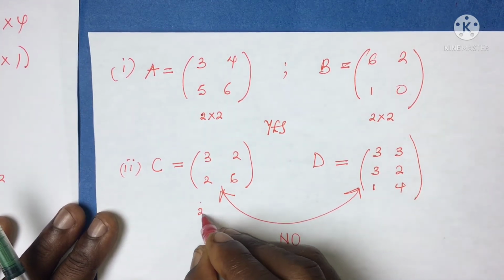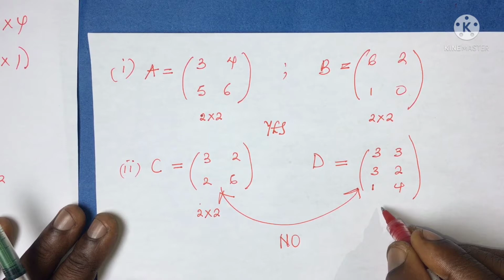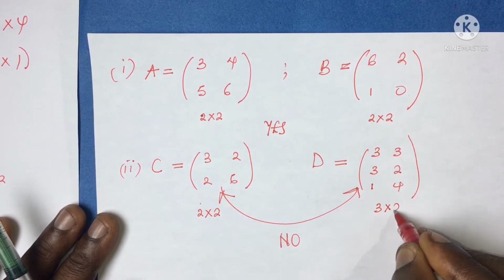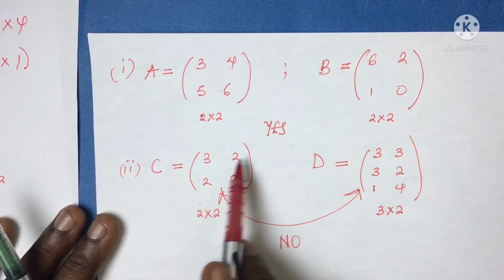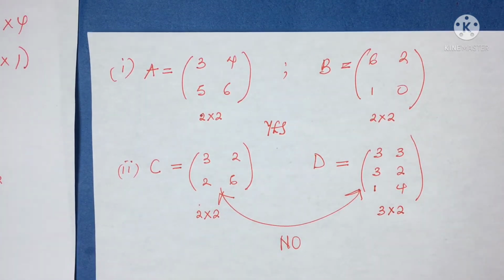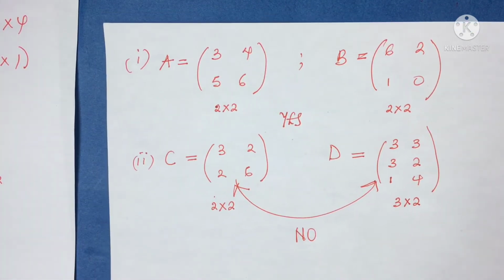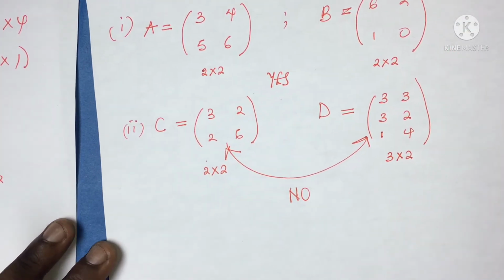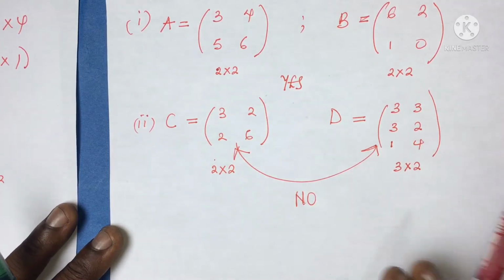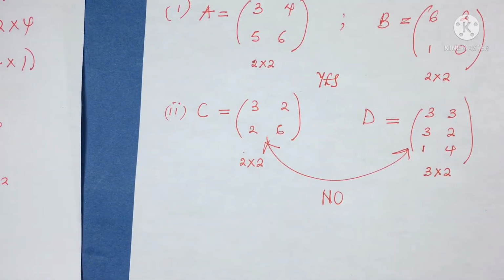So this is not conformable with this for addition, neither is it conformable with this for subtraction. Why? This matrix is of order 2 by 2, and this one is of order 3 by 2. It has 3 rows and 2 columns. This one has 2 rows and 2 columns. So they cannot add to themselves. Okay? So when are two matrices conformable for addition? Only when both of them are of the same order.